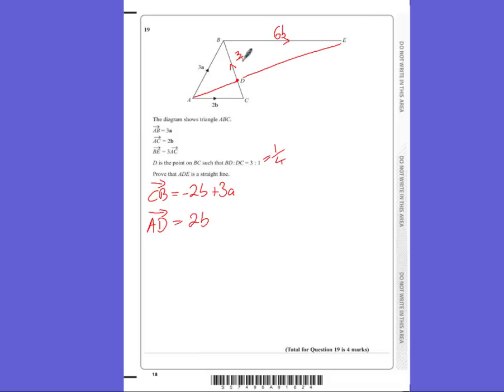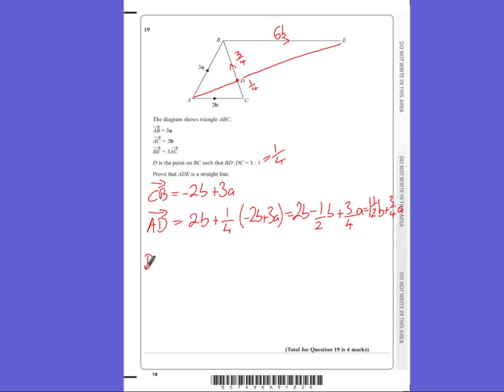So this will be 3/4, and this will be 1/4. So this is going to be 1/4 of CB, because I'm going up it. So we're going to add on 1/4 of minus 2Bs plus 3As, which we just worked out. Simplifying that out, we would have 2Bs, and then 1/4 of 2, or minus 2, is minus 1/2. So it'll be minus 1/2 B plus 3/4, because 3 times 1/4 is 3/4 of A. And simplifying that out fully, you'd have 1.5 Bs plus 3/4 of an A.